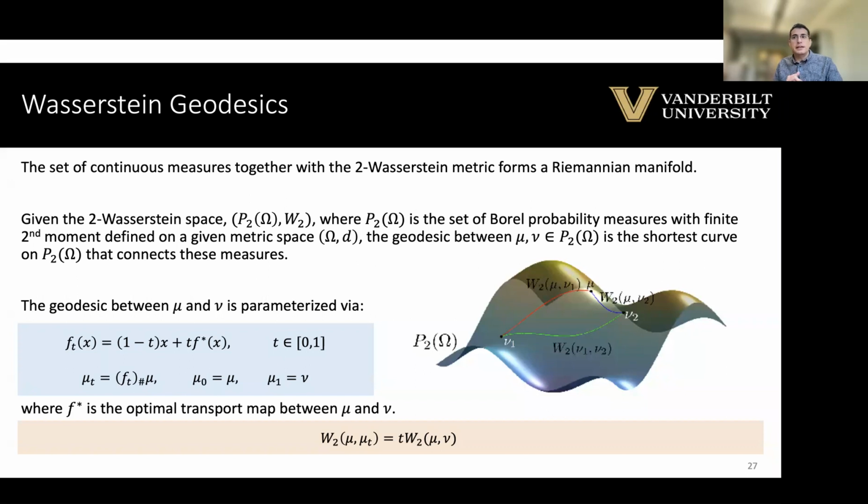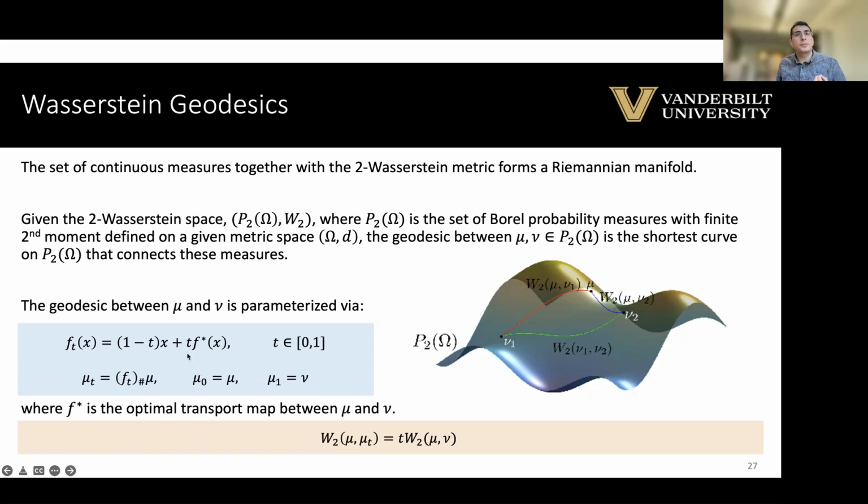So very quickly, if we have the two Wasserstein space, and the two Wasserstein space is essentially the space of probability distributions with the finite second moment, and we have the two Wasserstein distance as a metric in that space, then we can talk about the shortest path between two distributions, mu and nu, on that space. And this shortest path is going to define the geodesic for us, right? And how do we formulate this geodesic? How do we parameterize this geodesic?